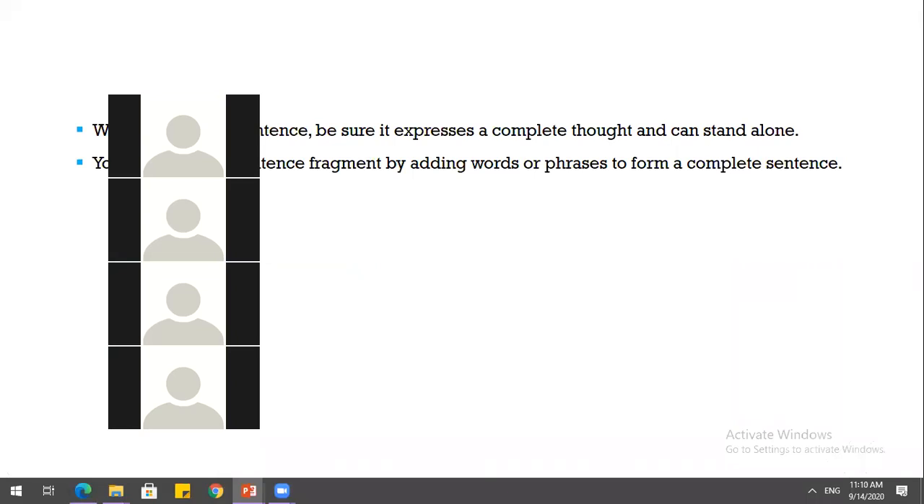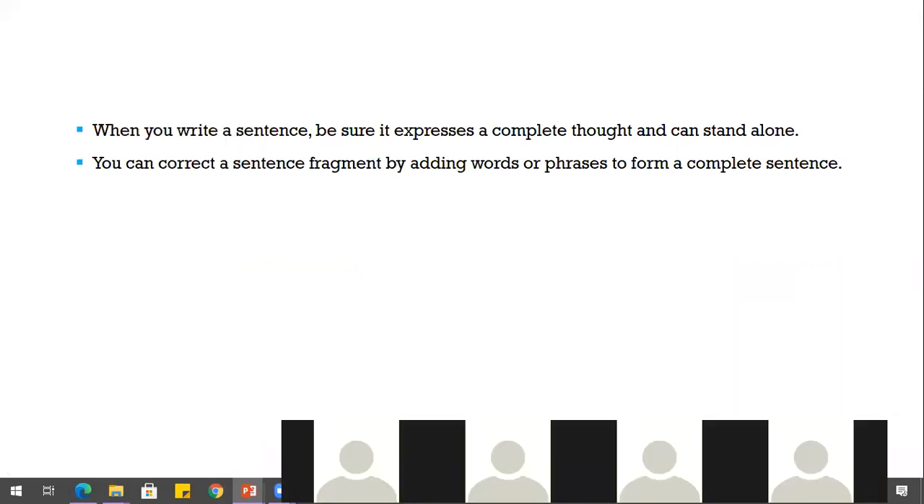All right, who wants to read next? Mamdouh. Hello. When you write a sentence, be sure it expresses a complete thought and can stand alone. You can correct a sentence fragment by adding words or phrases to form a complete sentence. Excellent. Thank you very much, Mamdouh.